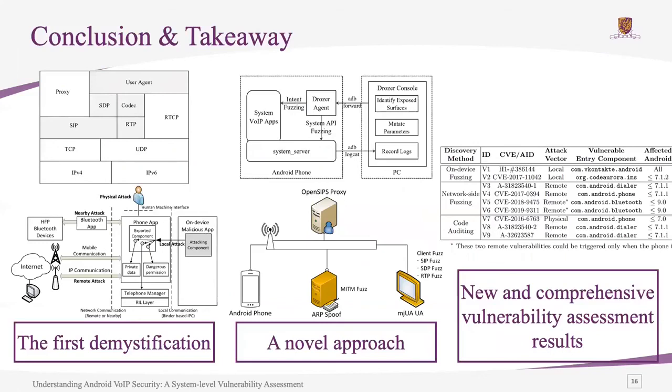To summarize my talk, we first give the first demystification of Android's VoIP integration and all its 4 attack surfaces. Then we propose a novel approach that assembles on-device intent API fuzzing, network-side packet fuzzing, and targeted code auditing. Lastly, we present new and comprehensive vulnerability assessment results, which is the major contribution of this talk.